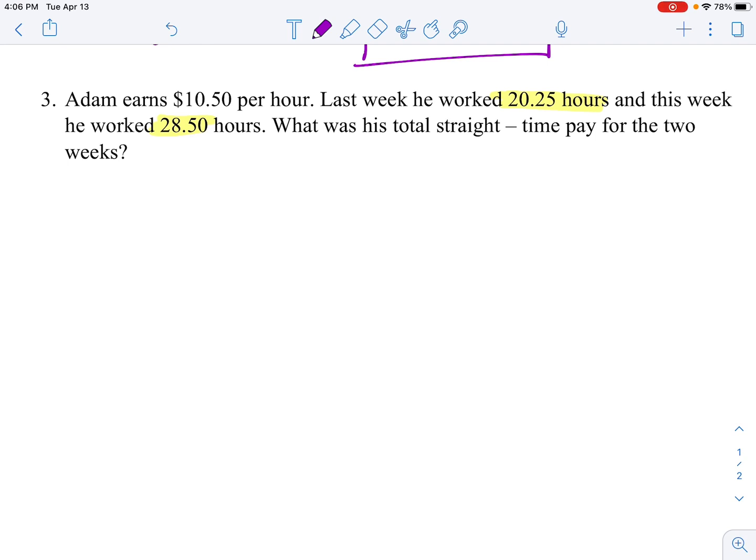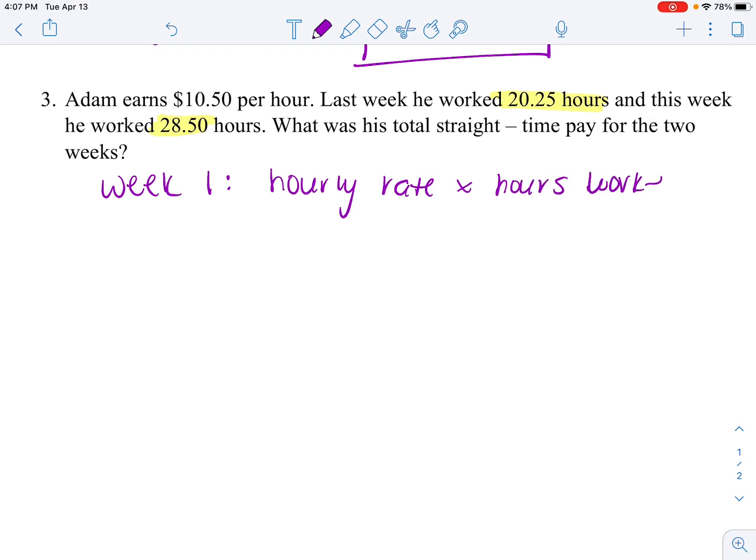So we want to know how much he is going to make for 2 weeks. So we have to do this twice, not once. Okay, so let's start with week 1. And we're using our same formula again. Hourly rate times hours worked. So hourly rate is not going to change. In this case, our hourly rate was $10.50. And we're only talking about the first week.